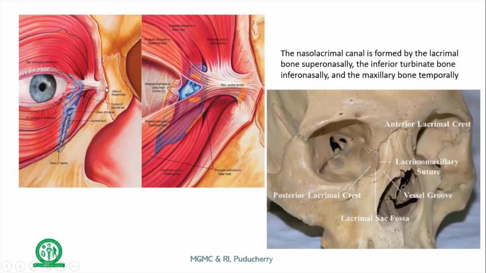Now, this picture shows the association between these muscles and the medial canthal tendon. This is a very important landmark while doing surgery, because when we cut or reflect the medial canthal tendon, the structure underneath is the lacrimal sac.